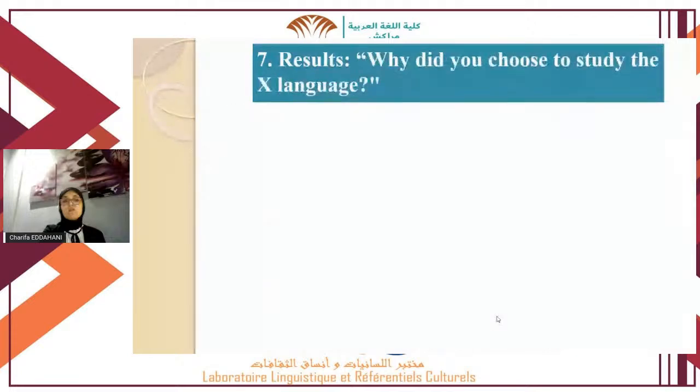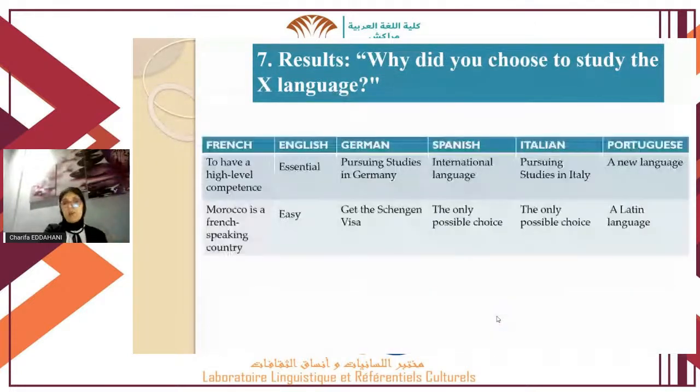We asked them, why did you choose to study the X language? So depending on the language they wanted to study. French: students of the French department, because they want to have a high-level competence in French, and because Morocco is a French-speaking country. Students of the English department chose to study English because it's essential and it's easy.